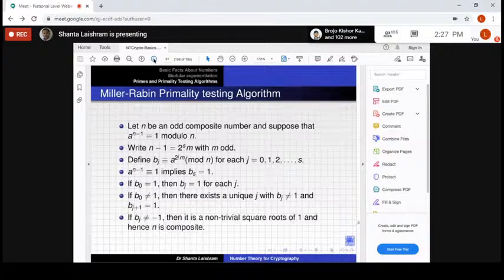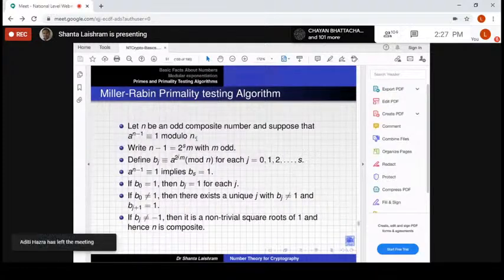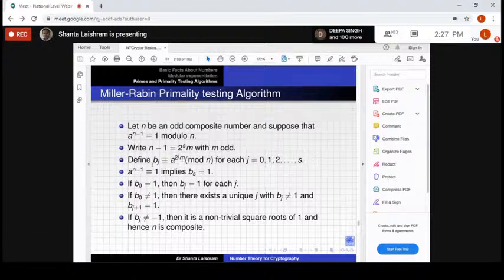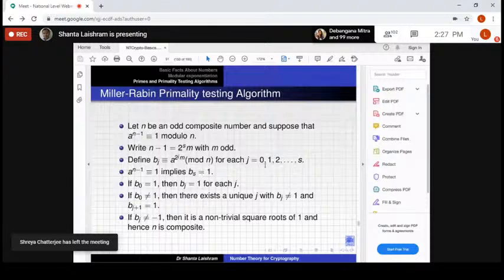So let me explain it a little bit more here. We start with an odd composite number n, and suppose that a power n minus 1 is 1 modulo n. Now we write n minus 1 as 2 power s times m with m odd. By using the square and multiply algorithm, you compute bj, which is a power 2 power j times m, for every j from 0, 1, 2 up to s. Clearly, a power n minus 1 congruent to 1 mod n means b power s is 1.